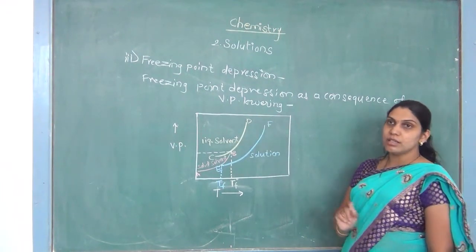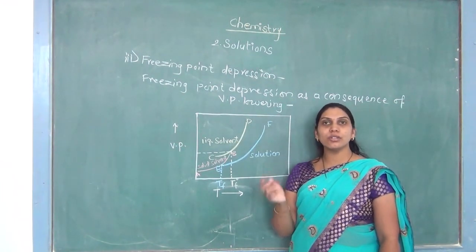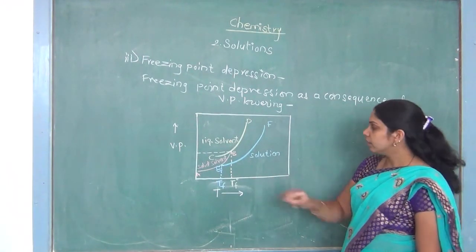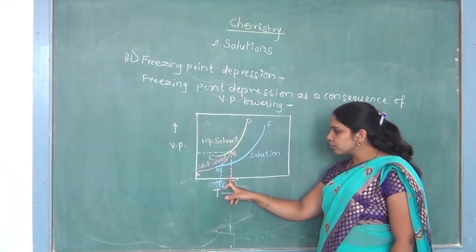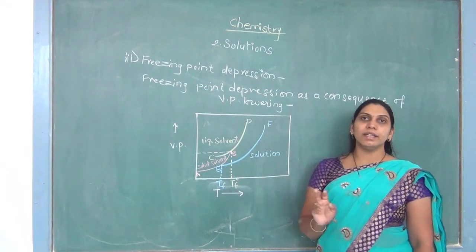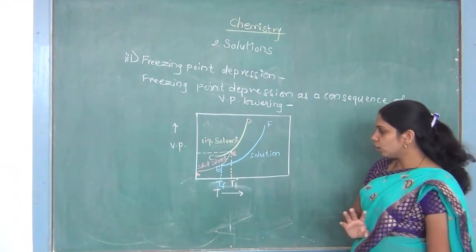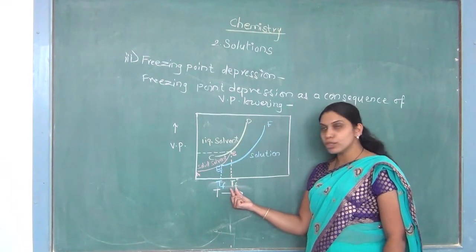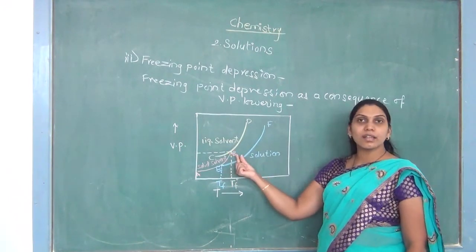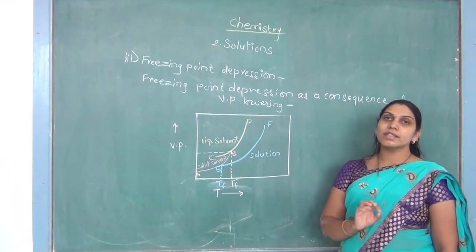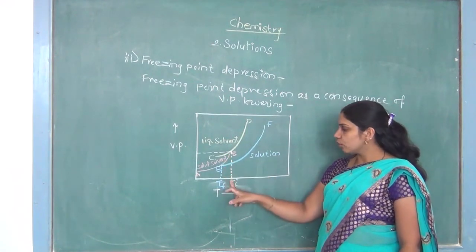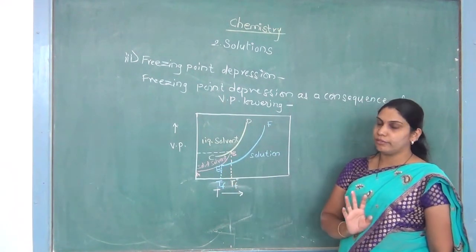See, at point B, in the graph the vapor pressure values of solid solvent and liquid solvent become equal. So, according to the definition of the freezing point, the temperature that corresponds to point B on the x-axis is the freezing point of the pure solvent, which is denoted by T0F.